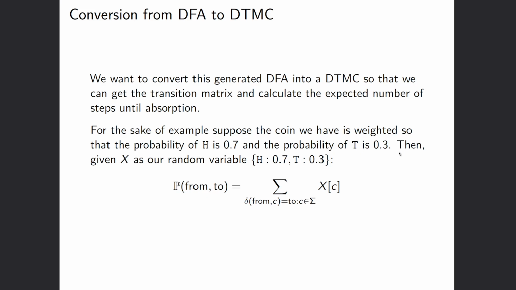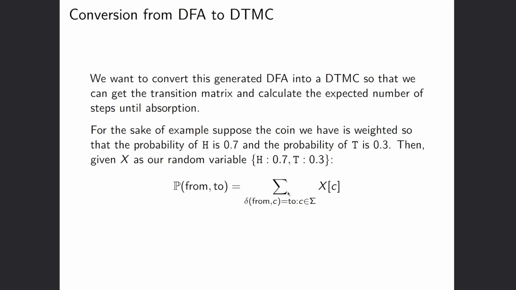So let's say that h is 0.7 and t, we get that 30% of the time, right? Then x will give this a random variable, kind of like a Python dictionary here, h to 0.7 and t to 0.3. And then our probability of going from the from state to the to state is going to be the sum over all the deltas in our transition function delta, right? That we go from the from state on some character where it's equal to the to state, right? So where we go from the from state to the to state on this character C for all characters in sigma.